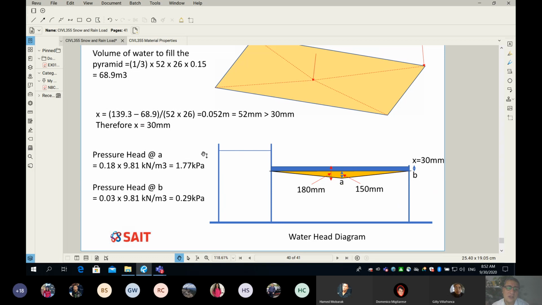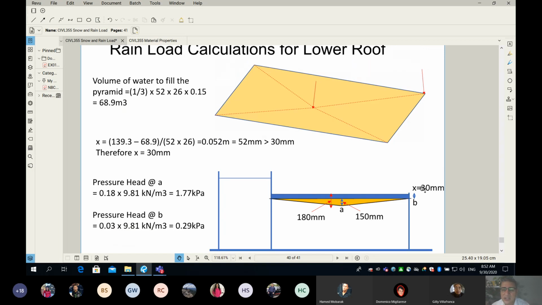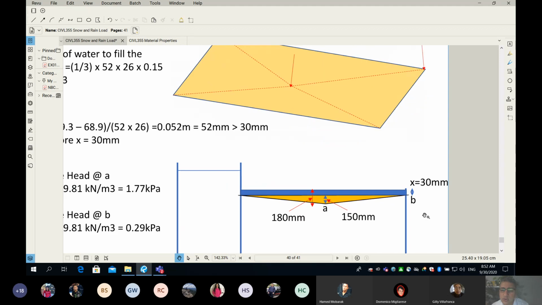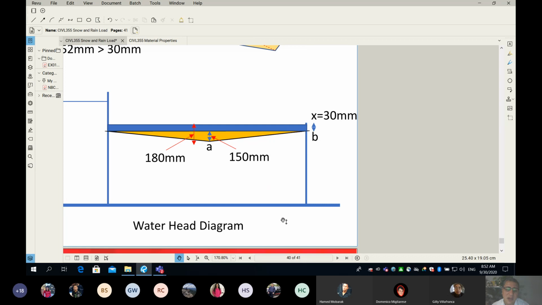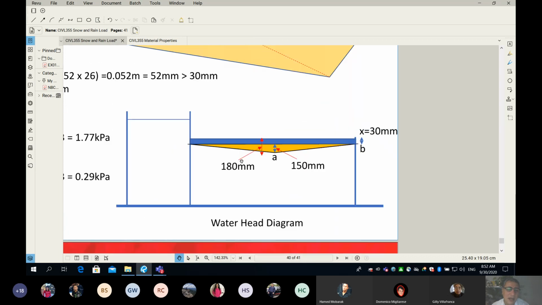Now, what you have to do is, how can I find the X? So I want you guys to look at the X. What is X? I'm going to probably zoom to the side. So X is the height from the high point on the pyramid to the level of the water. Not very difficult. If you are good at math, you will know what I mean.